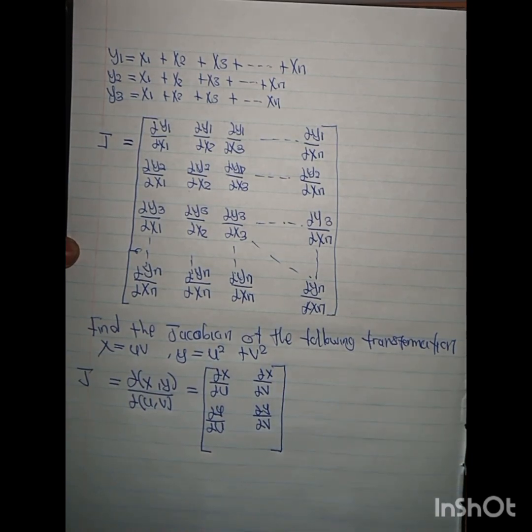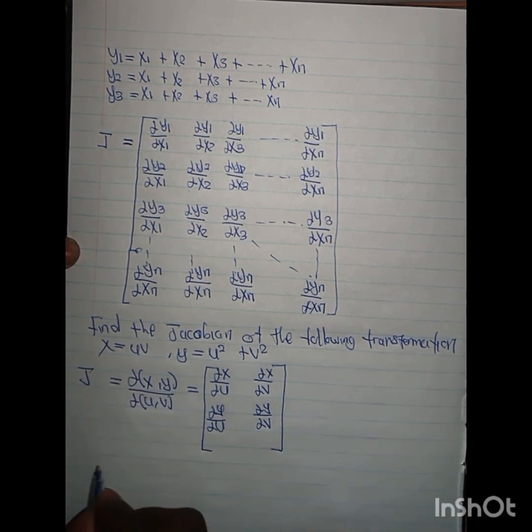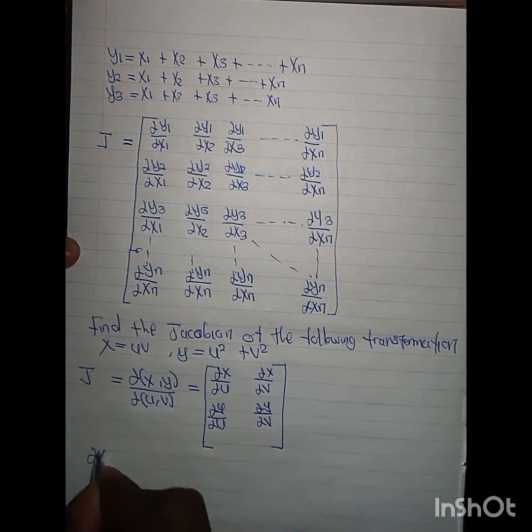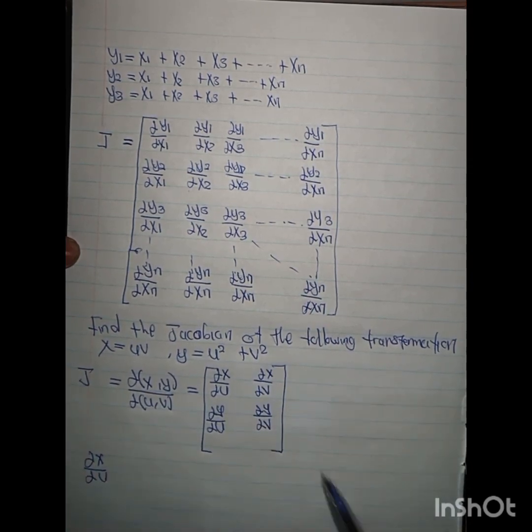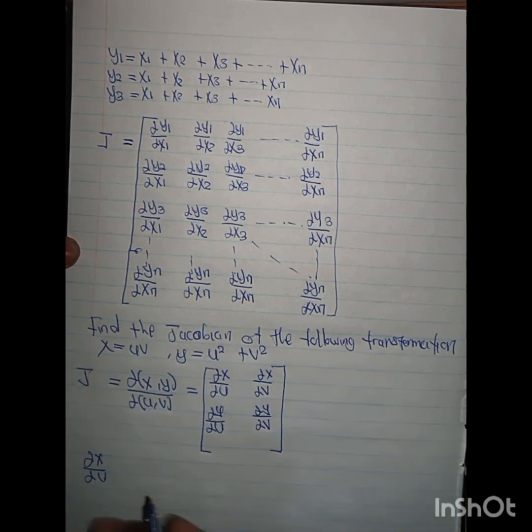Once we have represented this information in the form of a matrix, we can go directly into the main equations and differentiate them with respect to every variable we have to find. So now we have to find dx du, which will be our first entry in the matrix, row 1, column 1.